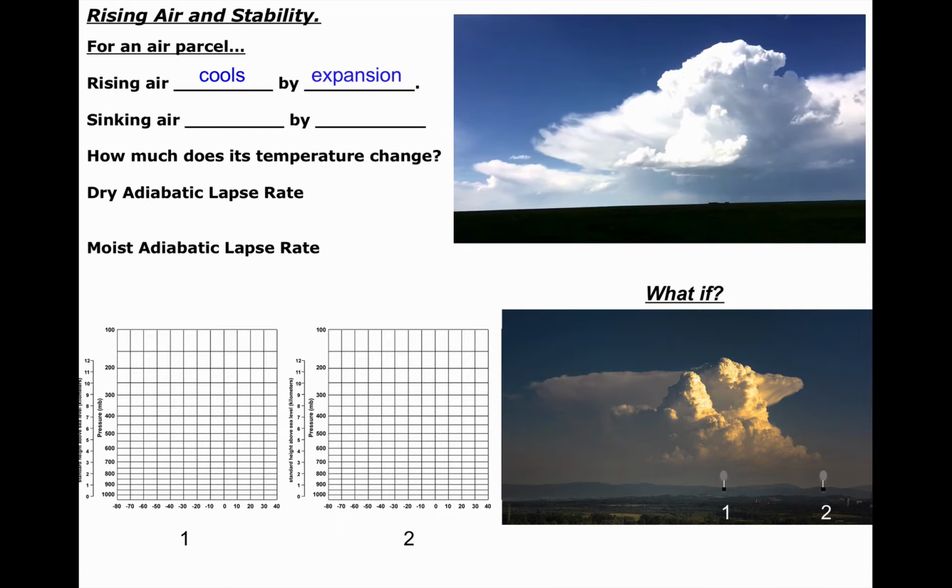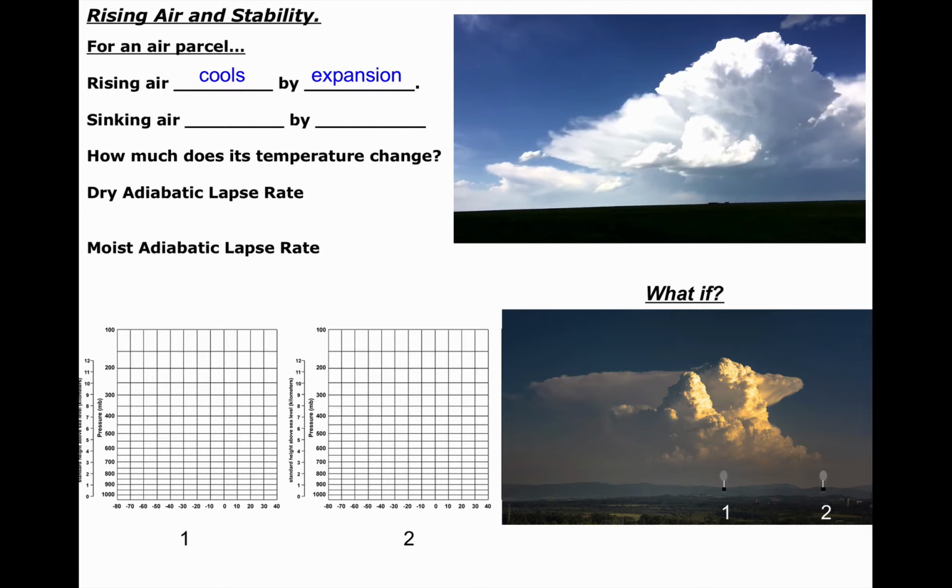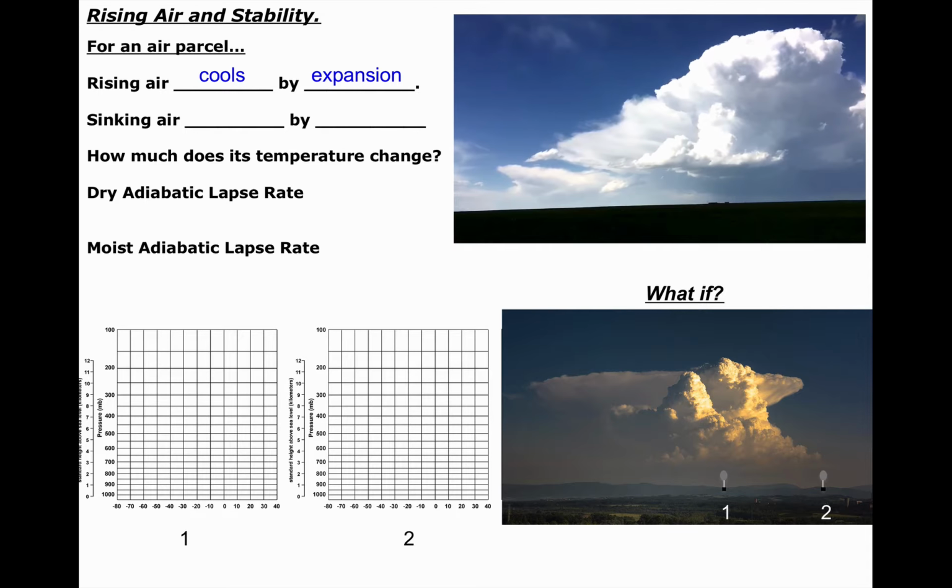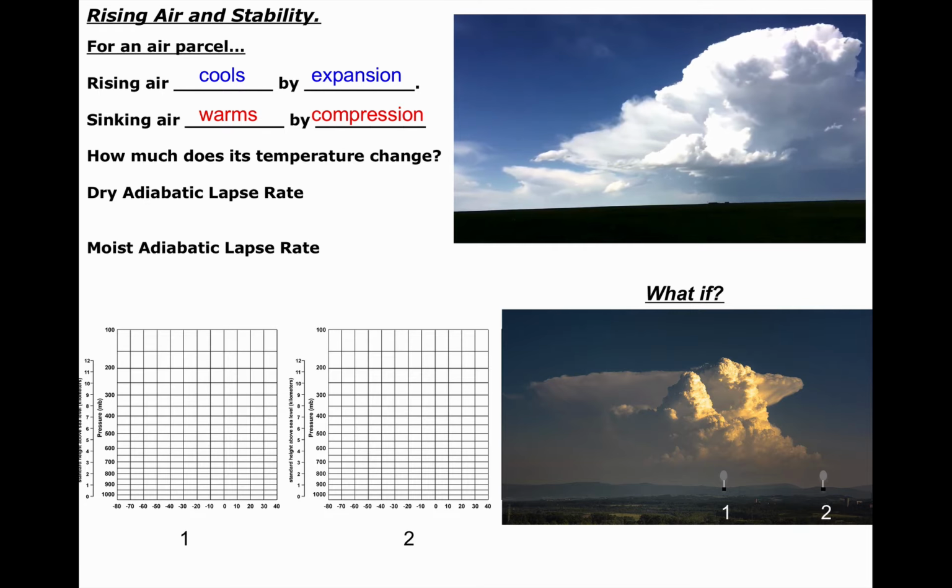Rising air cools by expansion. We get that now. As the air rises, it gets bigger and bigger and bigger. The parcels get bigger and bigger. They work on their environment and they get cooler. If you sink the air, it warms by compression. Now, what is the temperature change and how can we calculate it? Well, from the first law of thermodynamics, we learn this number. It's a pretty interesting number. It's 10 degrees Celsius per kilometer.